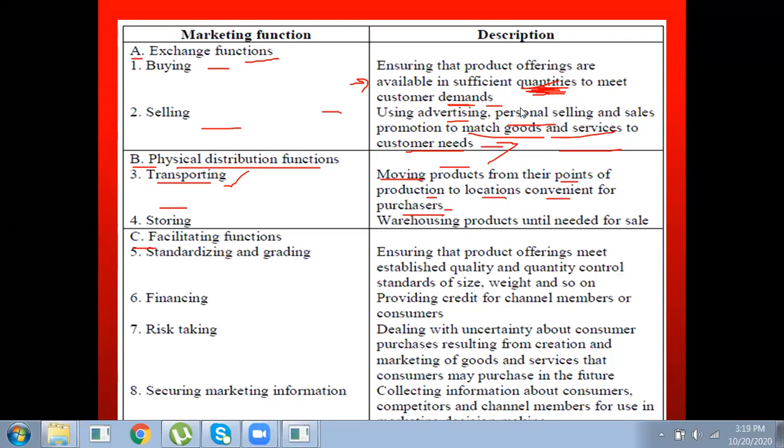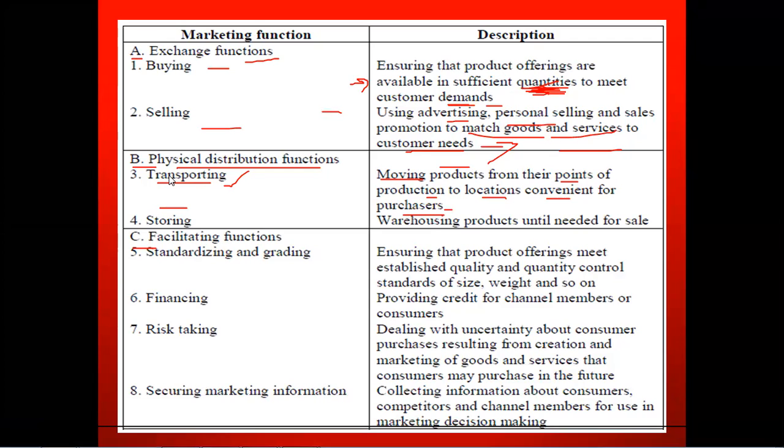In the physical distribution functions, we are mainly transporting three items. First is transportation of raw materials from point A to point B. Second is transportation of semi-assembled goods from one point to another. Third is transportation of finished products from the industry to the warehouses or suppliers. So this is the transportation concept in physical distribution functions.